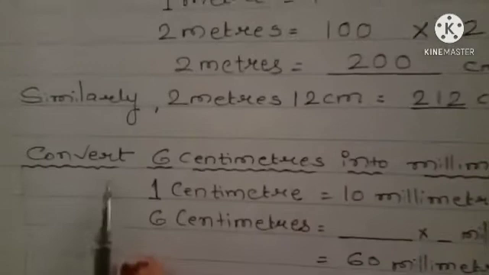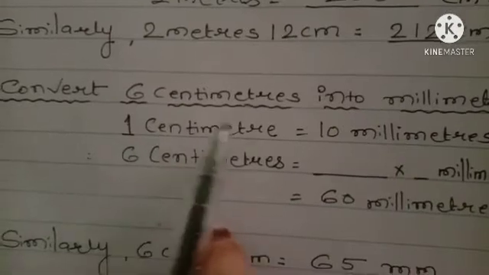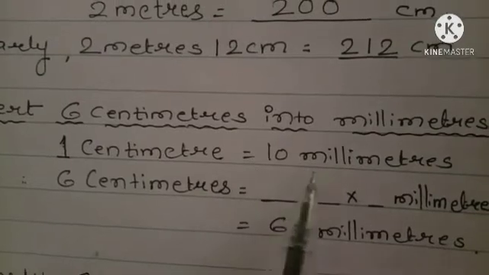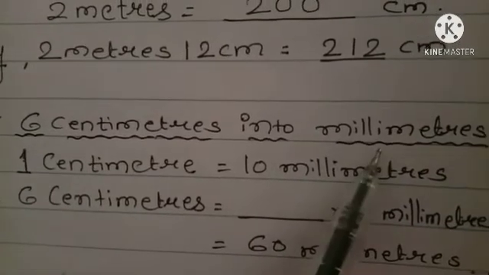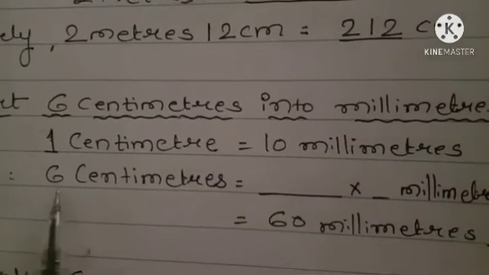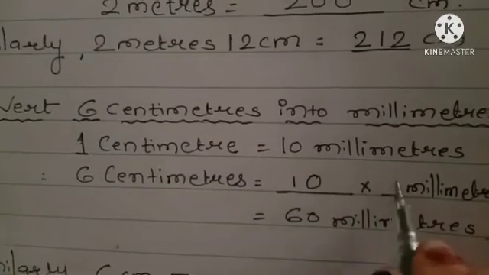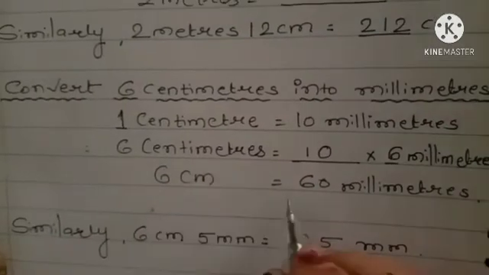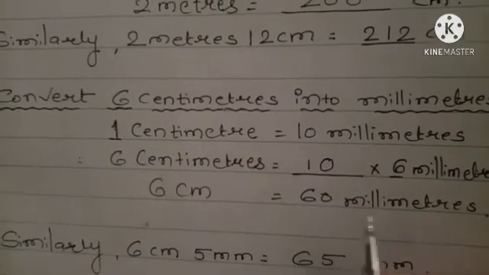Now next conversion is centimeters into millimeters. So here is given convert 6 centimeters into millimeters. So we know that 1 centimeter is equal to 10 millimeters. So when we have to convert centimeters into millimeters, we have to multiply the centimeters by 10 millimeters. So 6 centimeters is equal to 10 multiplied by 6 millimeters. That is equal to 60 millimeter. 10 6s are 60. Therefore 6 centimeter is equal to 60 millimeters.